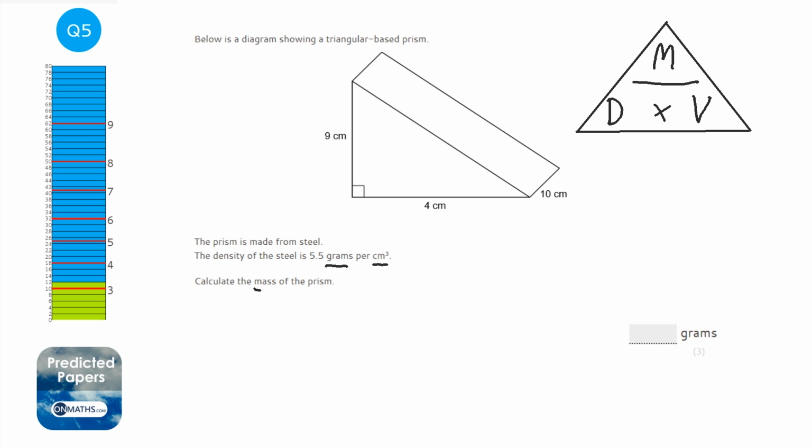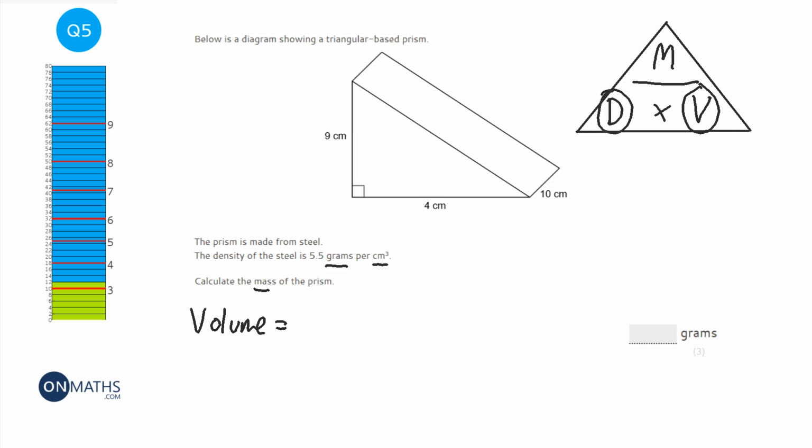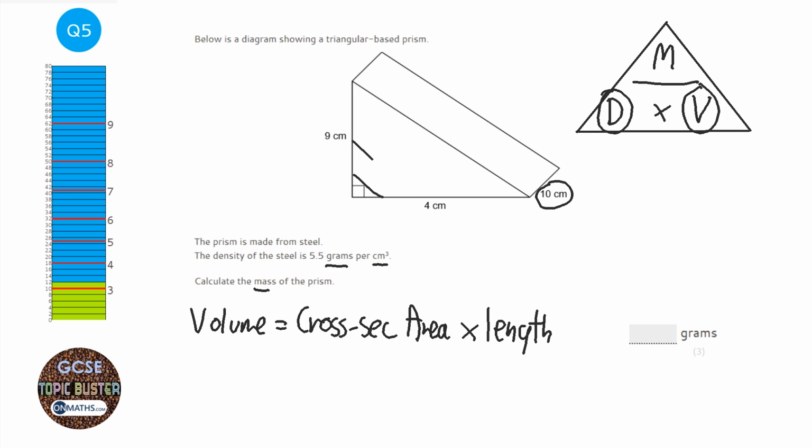So we need to work out the mass. Well, at the moment we have the density, so we've got that, but we haven't got the volume. So the first thing I need to do is work out the volume of the prism. So to work out the volume of any prism, it's the cross-section area times the length. And some people call the length something else, but the length is basically how 3D the prism is. So the length is this one here, and the cross-sectional area is the area of this triangle here.